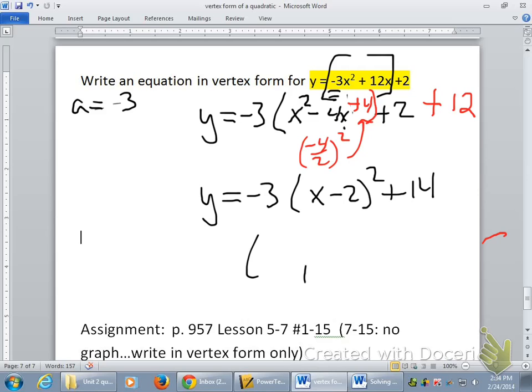Because you got your vertex. What is the vertex of this one? 2, positive 14. Does this face up or down? Faces down because of the negative. Is it the same size as a normal graph? Nope, it's 3 times skinnier, right? Or 3 times as fast, or however you want to say that.